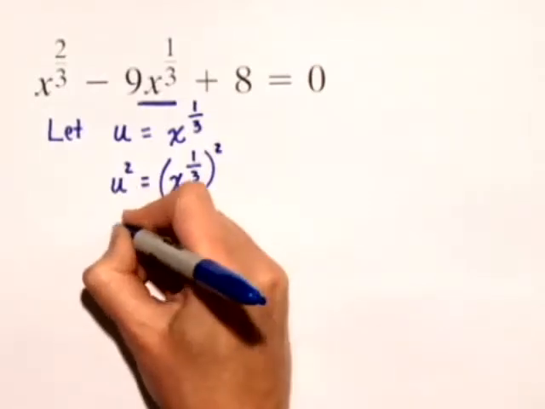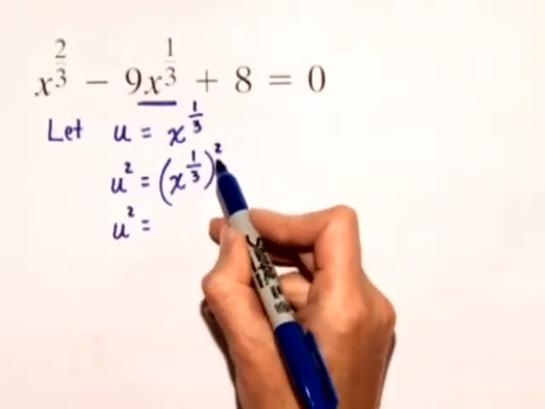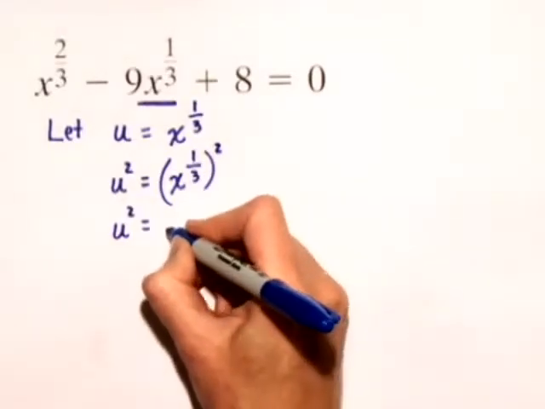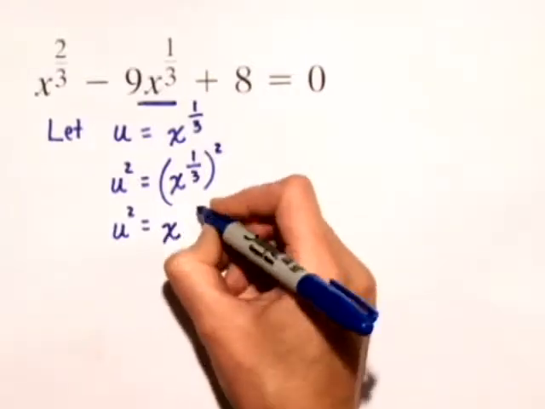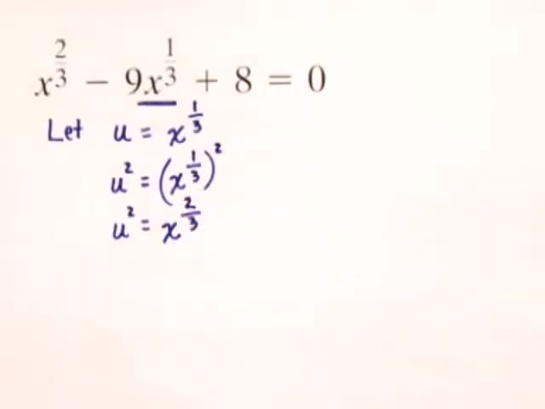And so therefore, u squared would equal, when I take x^(1/3) and I square it, I multiply those exponents. 1/3 times 2 is 2/3. So u squared equals x^(2/3) power. Now, notice what I have here.